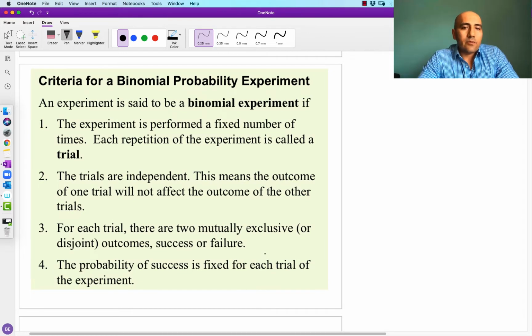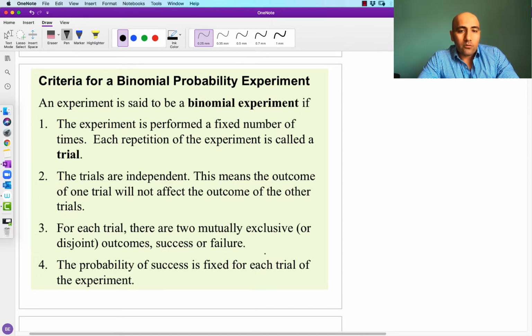Okay, but let's look at the full set of conditions. The criteria for a binomial probability experiment: an experiment is said to be a binomial experiment if the following four conditions are satisfied. Number 1, the experiment is performed a fixed number of times. Each repetition of the experiment is called a trial.